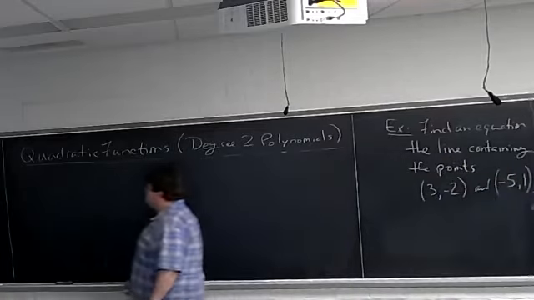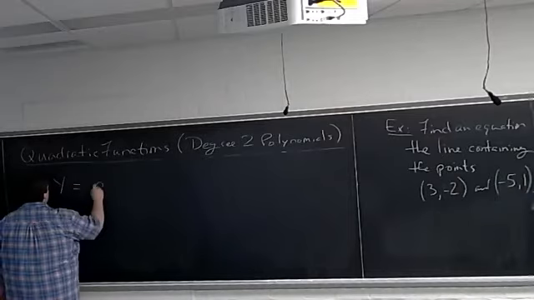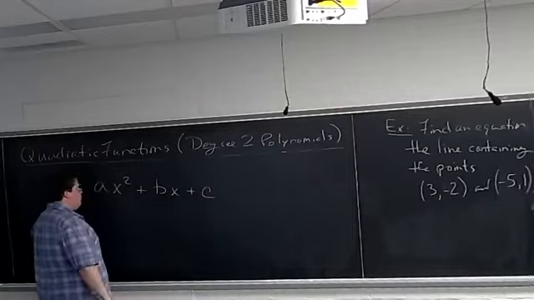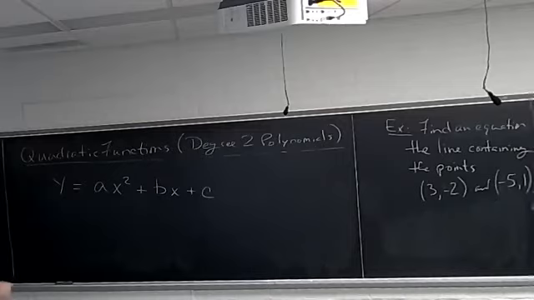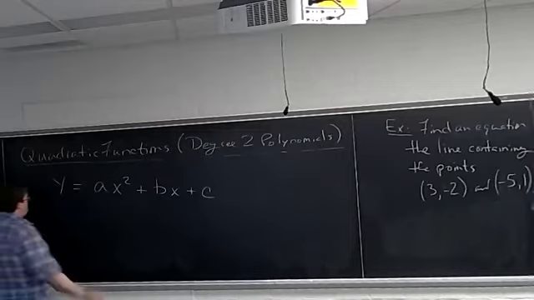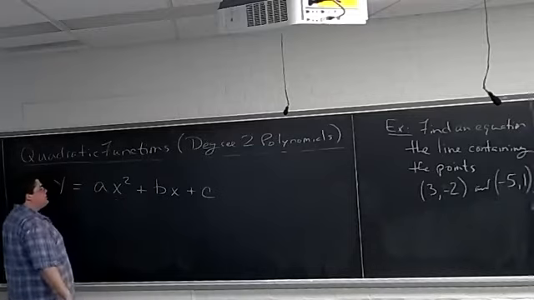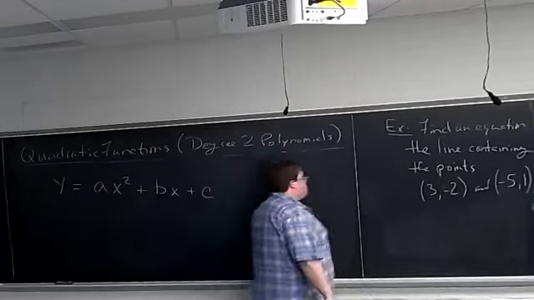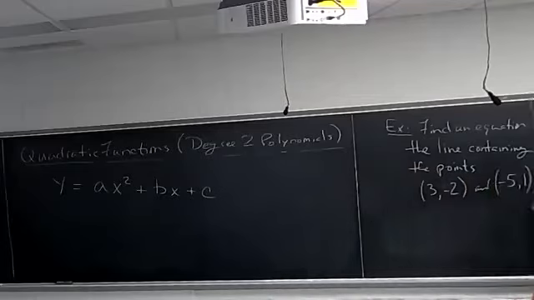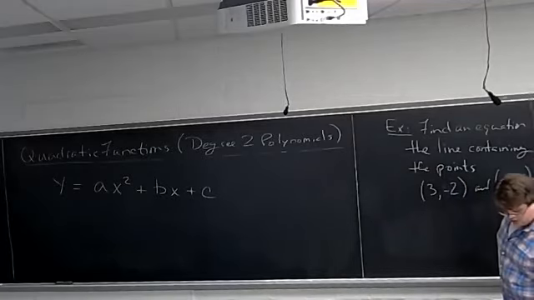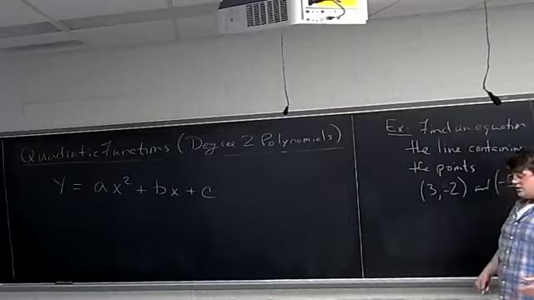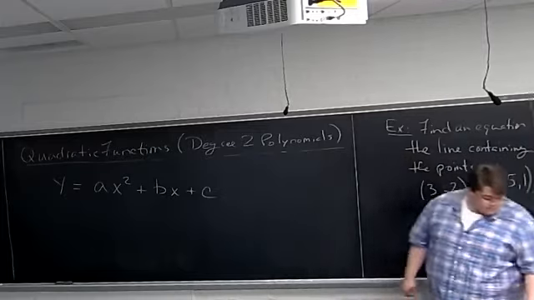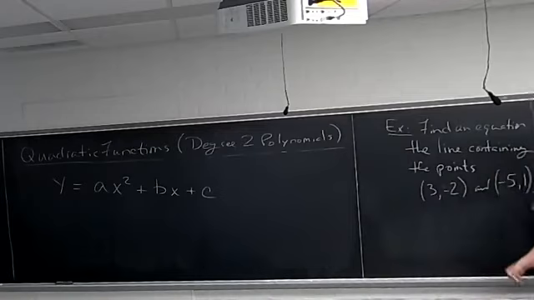A general form of a quadratic function is y equals ax squared plus bx plus c, where a, b, and c are numbers, x is our variable. Notice the largest exponent on the x's is 2. We have an x squared and x to the first and a constant. And in general, there are many things you can do with degree 2 functions. We're going to do a couple things with them. We're going to sketch them using graph transformations, and we're also going to find their roots.